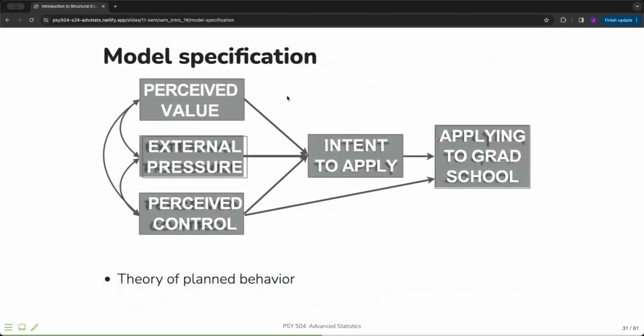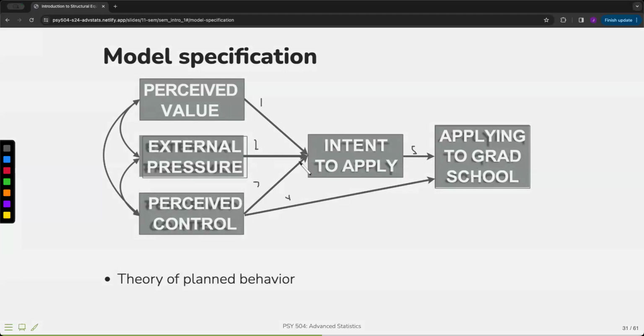So in terms of model specification, this is how we're going to basically fit the model. This is our model specification here. In this particular example, we have 5 direct paths, right? So we have 1 regression model, 2, 3, 4, and 5. So we have 5 direct paths here. We're going to look at the relationship between perceived value predicting intentions to apply, external pressure predicting intentions to apply, and perceived control predicting intentions to apply. Also intentions to apply and how that predicts actually applying to grad school. And then also perceived control predicting applying to grad school here.